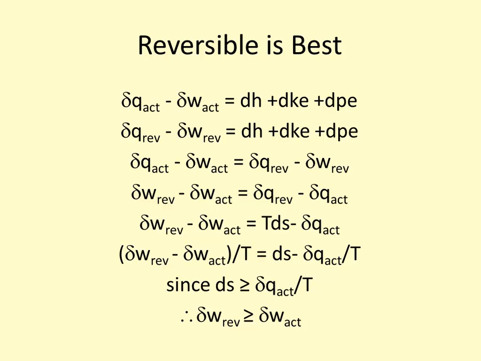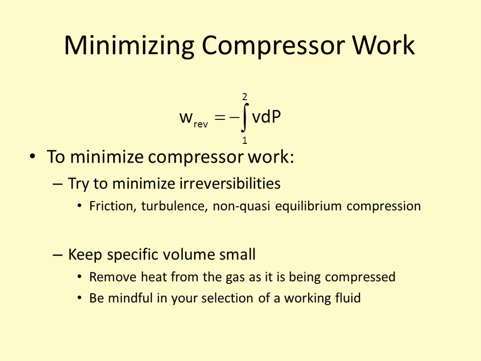Okay, so in every case, your reversible work output is going to be greater than your actual work output. The exception would be in the case where your actual work is a reversible work, and then they're equal. Okay, so reversible work is always going to be a greater work output.